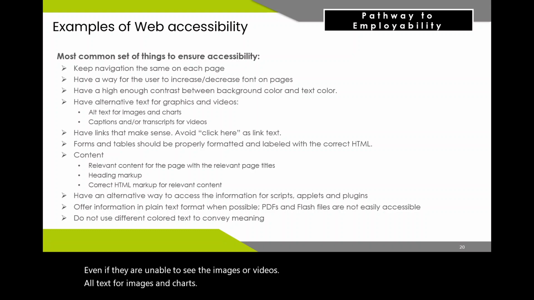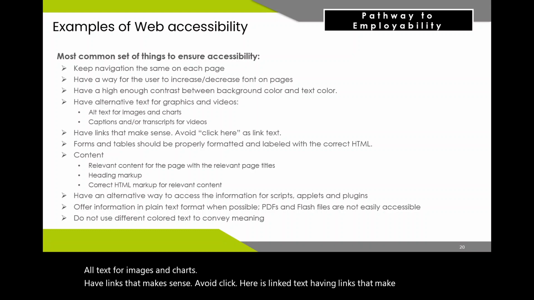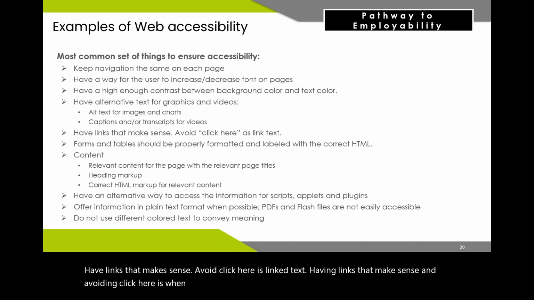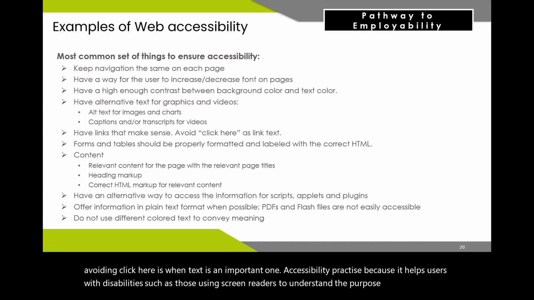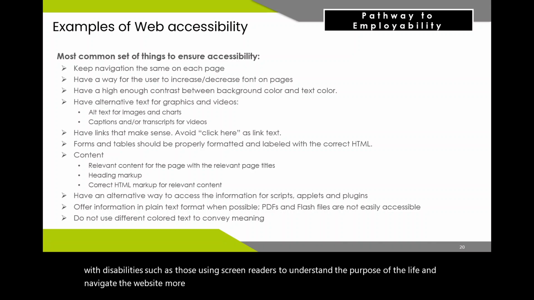Have links that make sense. Avoid "click here" as link text. Having links that make sense and avoiding "click here" as link text is an important web accessibility practice because it helps users with disabilities, such as those using screen readers, to understand the purpose of the link and navigate the website more easily. Forms and tables should be properly formatted and labeled with the correct HTML.